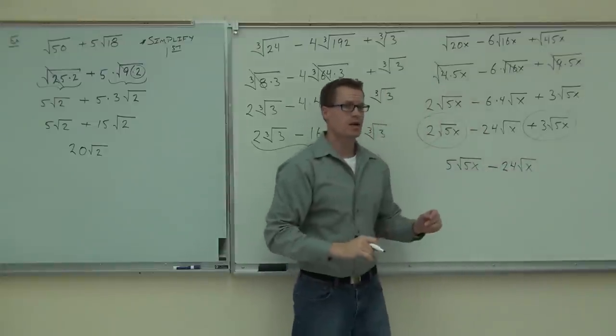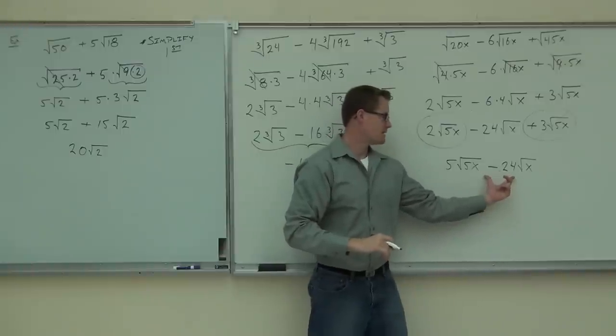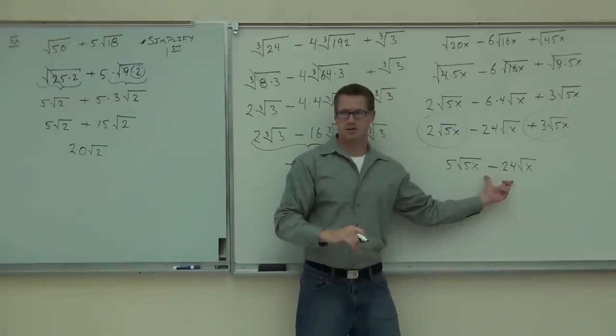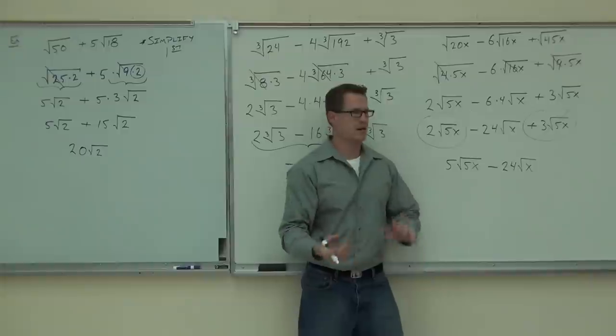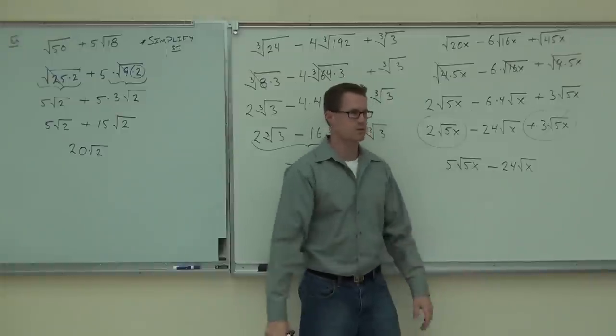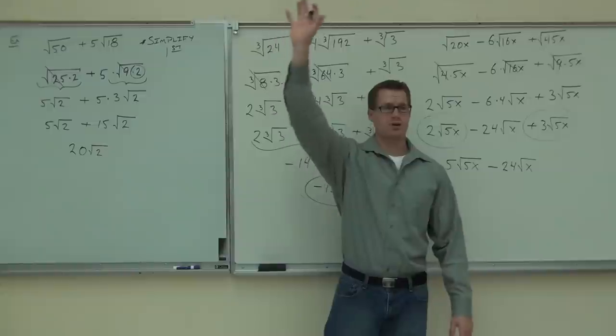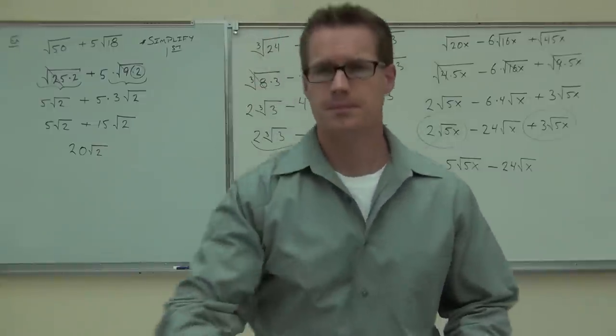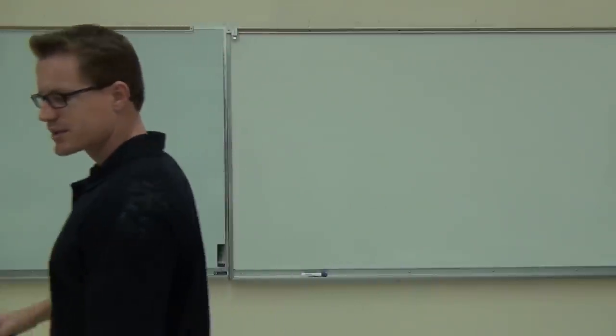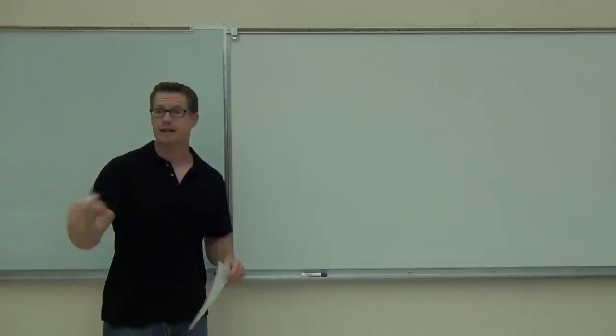Hey, one question, can I combine these and get like negative 19 square root of 4x? No. No, you can't. You can't do that with like terms, you can't do it with like radicals. This is as much as we can do. How many people feel pretty good about what we talked about so far? All right, good.